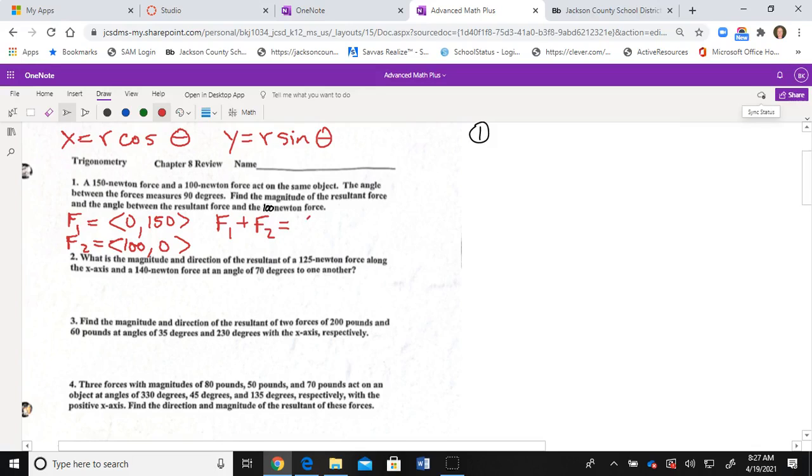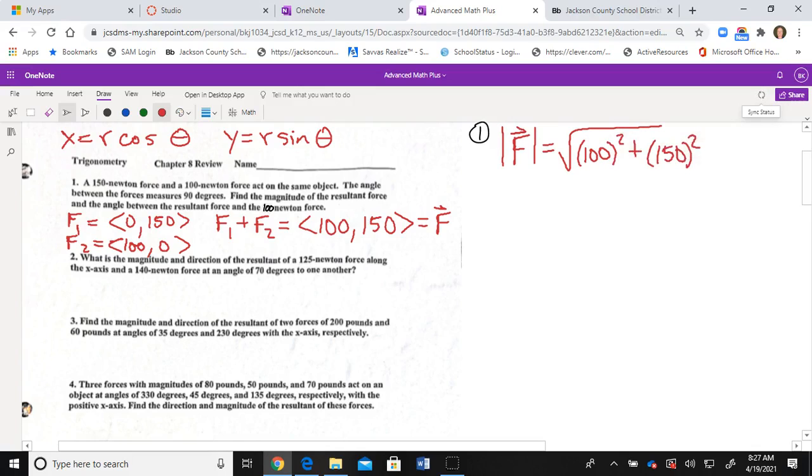So this one, again, it's pretty easy. It's just 100 and 150. Everybody with me so far? That is your final total force vector. That is your resultant force. That is what you're going to find the magnitude of. So, I'll come over here. The magnitude of your force vector will be the square root of the x part, which was 100 squared, plus the y part, which was 150 squared.